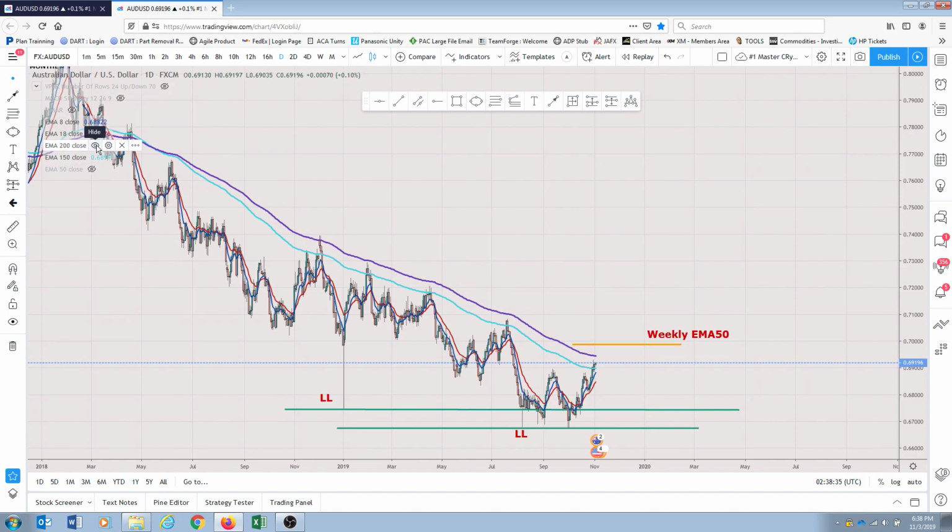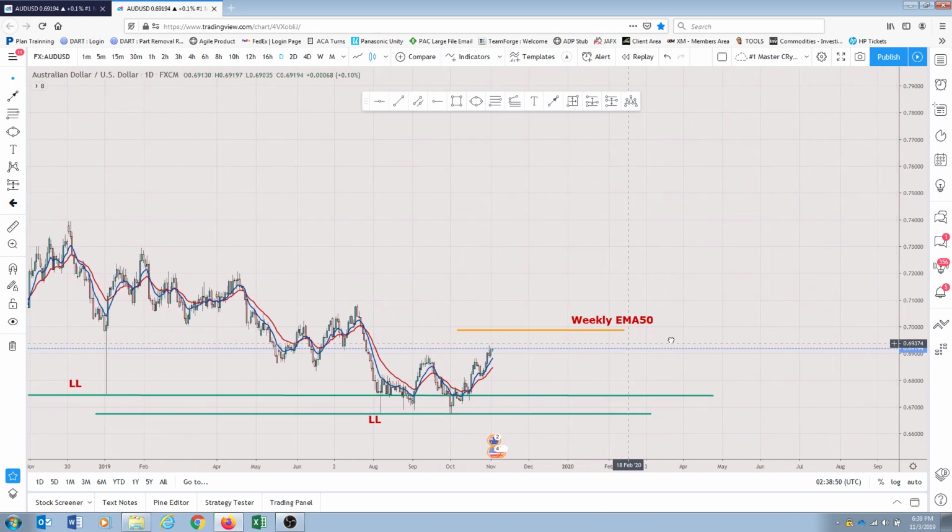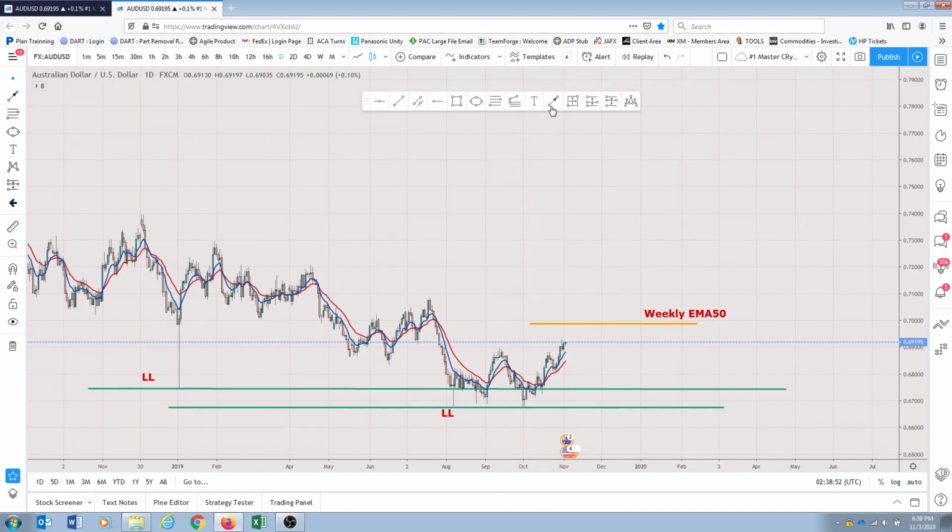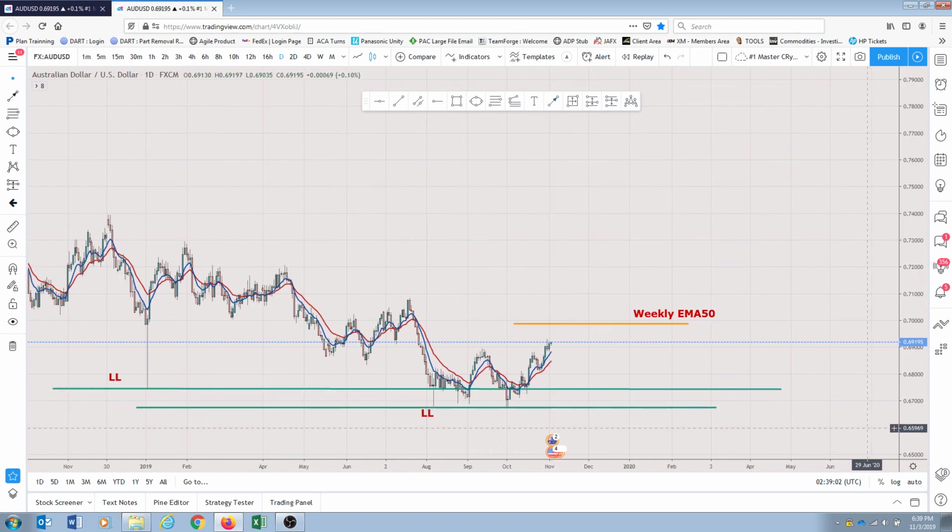Okay, so again, I'm going to remove the EMA 150. Actually, let me just remove all of these for now, just to keep it nice and clean. Okay, so now we're on the daily chart. We're working our way down. We were on the monthly, then we're on the weekly, and now we're on the daily. So let's examine the daily.